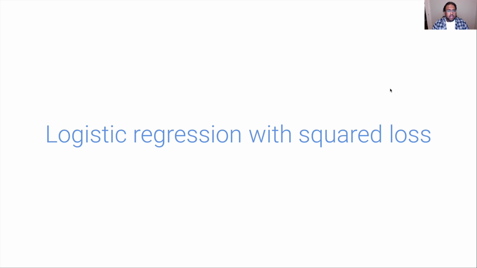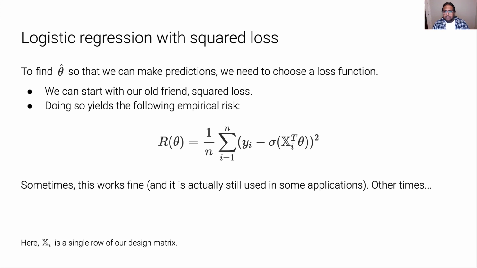We now know how the logistic regression model works, but in order to actually fit our model, we need to choose a loss function. A natural choice might be the squared loss, which we've seemed to use over and over again in this class. And that's for good reason, but as we will soon figure out, it doesn't work so well in the logistic regression case.